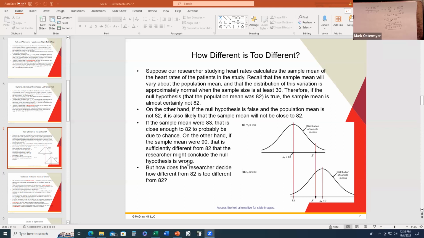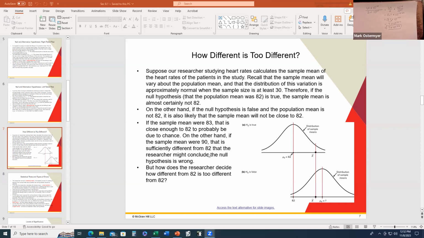But the thing is this, ladies and gentlemen, if we say in our null hypothesis that the mean heart rate of all people out there is 82 beats per minute, and we compute a sample mean heart rate, we reach into the parent population, pull out a sample of size at least 30, and we compute a mean heart rate of like 90, or a mean heart rate of 83 or 84, 85 or 87, or maybe a mean heart rate of 79 or 77 or 76.